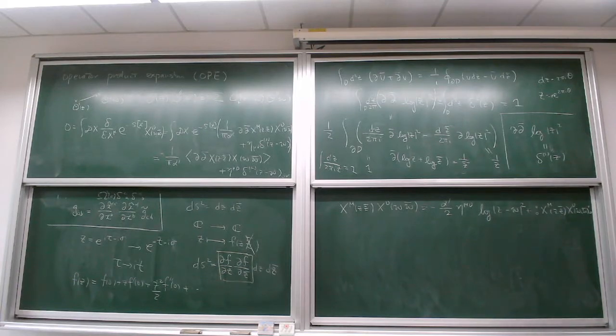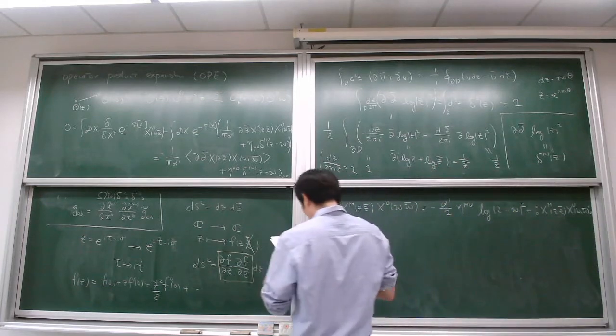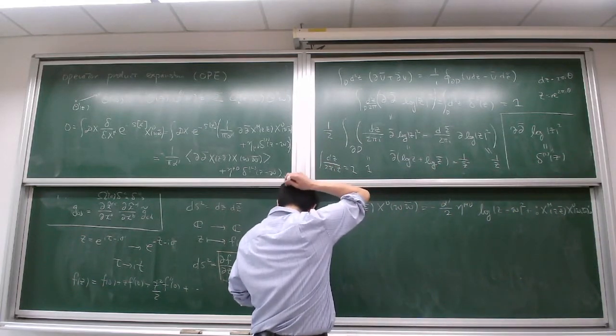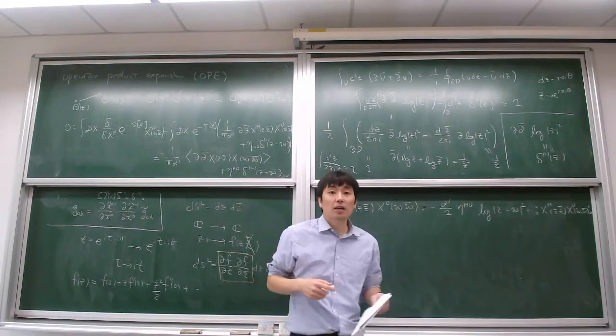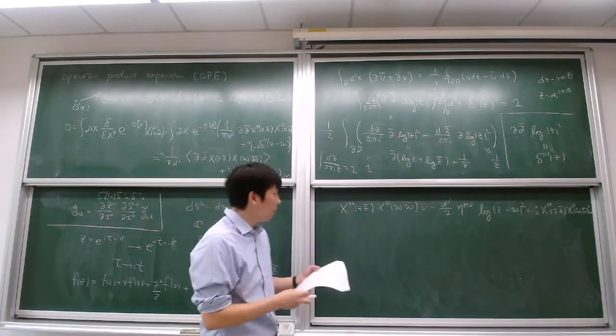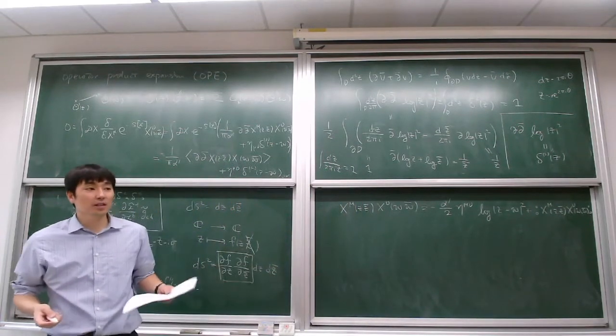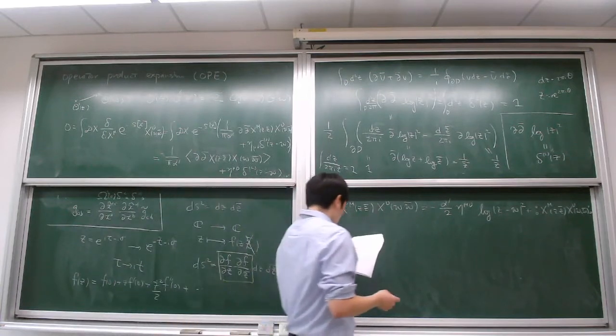Okay, so this is the starting point of the OPE of free bosons, free scalar. So then we can do many things. For instance, we can understand lots of things from here.